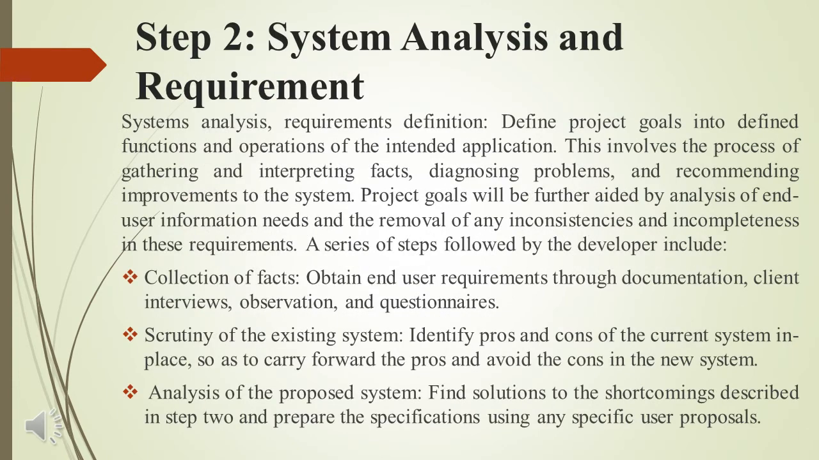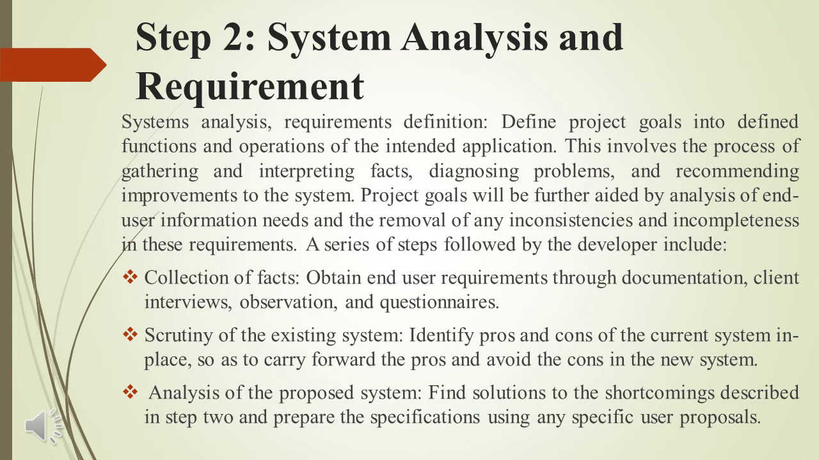The next phase of the system development lifecycle is system analysis and requirement. System analysis and requirement define project goals into defined functions and operations of the intended application. This involves the process of gathering and implementing facts, diagnosing problems, and recommending improvements to the system. Project goals will be further aided by analysis of end-user information needs and the removal of any inconsistencies and incompleteness in these requirements. A series of steps followed by the developer include: the first step is collection of facts.